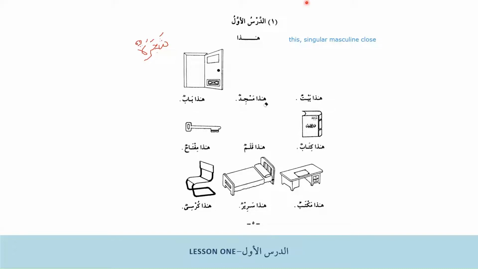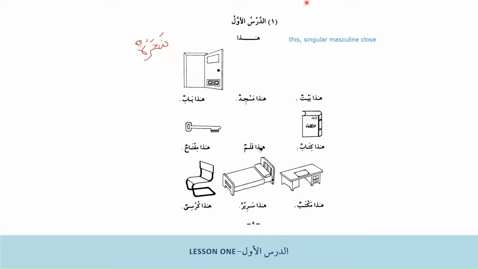So for the late participant, inshallah, I'll just quickly go over the meanings. هذا بيت means this is a house. هذا مسجد, this is a masjid. هذا باب, this is a door. هذا كتاب, this is a book. هذا قلم, this is a pen. هذا مفتاح, this is a key. هذا مكتب, this is a desk. And هذا سرير, this is a bed. هذا كرسي, this is a chair. Okay, so let's continue with the little assessment here.